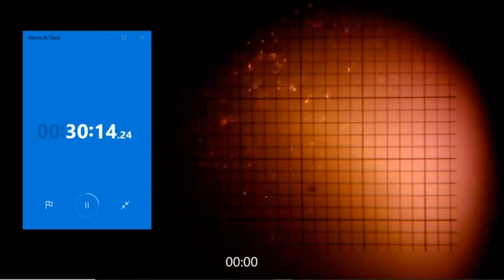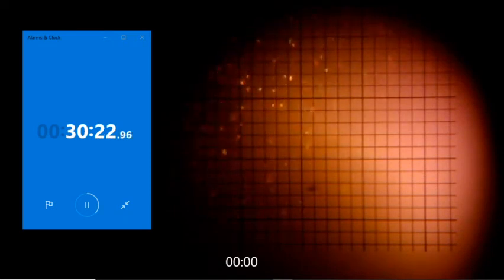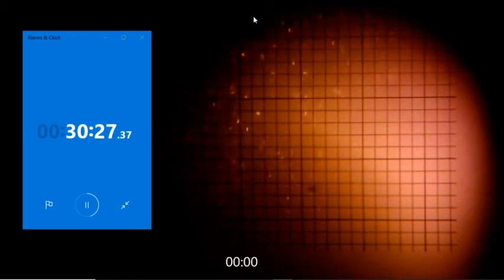Okay, can you turn the field on now? Field is on. Bottom plate positive. Now. So bottom plate positive. Now you can see some fast ones going downward and some slower ones going downward.